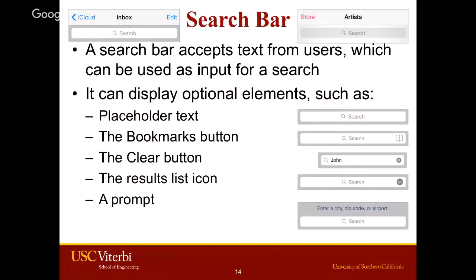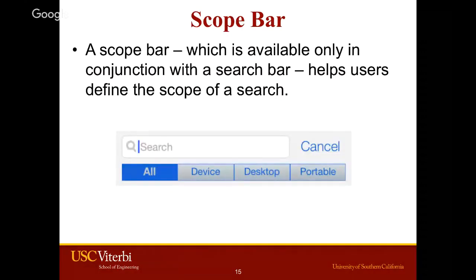So the search bar is a text field that allows the user to search. They can enter text, and typically you see that little magnifying glass as universal symbol for search. This is a variation of the search bar. It's called a scope bar, and it allows you to search with your typical text field and your text. It also allows you to have these little tabs that limit the scope of what you can search for.